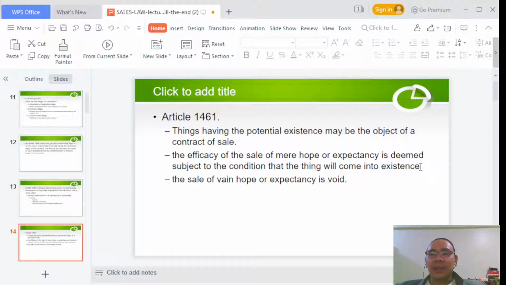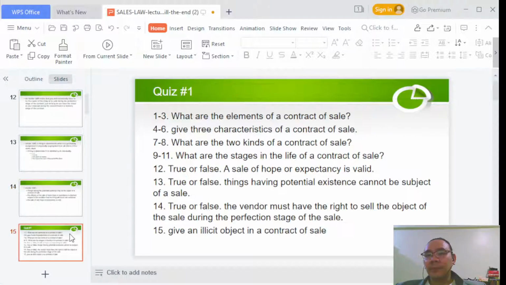Hindi mo naman alam na tapos na pala. So, alam naman natin na hindi yung ticket mo yung nanalo. So, nung binili mo yung raffle ticket na yun, wala ka na talagang pag-asang manalo. So, vain yung hope mo na manalo doon. Okay? So, yun yung void. Okay? Pero kapag bumili ka ng ticket sa lotto, valid yun. Kung void yun, bakit i-allow ng government, di ba? So, valid yun. Okay?